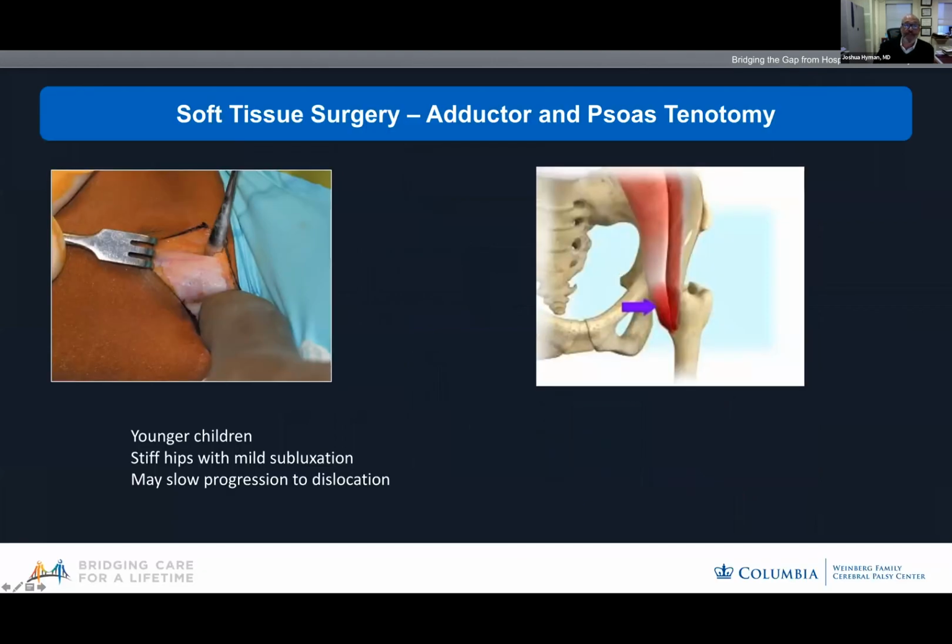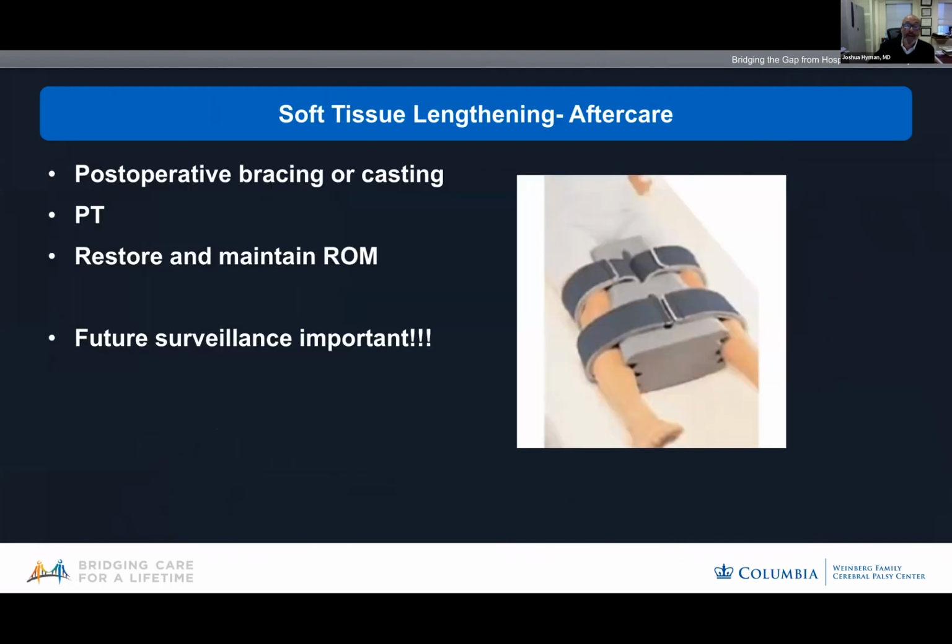Early on, the mainstay of soft tissue surgery are tenotomies, adductor tenotomies and psoas tenotomies. These typically are done in younger children who are beginning to develop some stiffness of their hips and have mild subluxation. This may not avoid the need for more extensive surgery, but it can certainly delay it until the children are older. It will slow the progression of the dislocation.